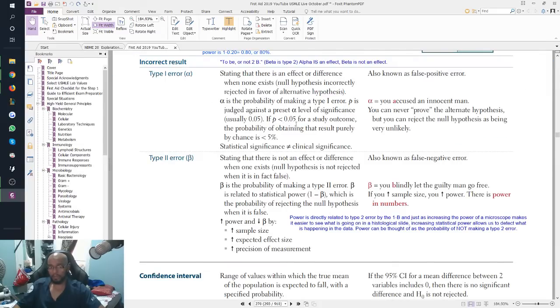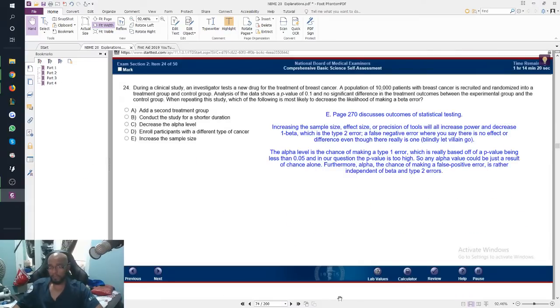Right? If p is less than 0.05, we can talk about a type 1 error. Okay? But we cannot talk about a type 1 error if the p-value doesn't fit that. So any alpha value could be just a result of chance alone because the p-value is so high. Right? The p-value determines whether or not something occurred just by mistake and chance, or was it actually significant.